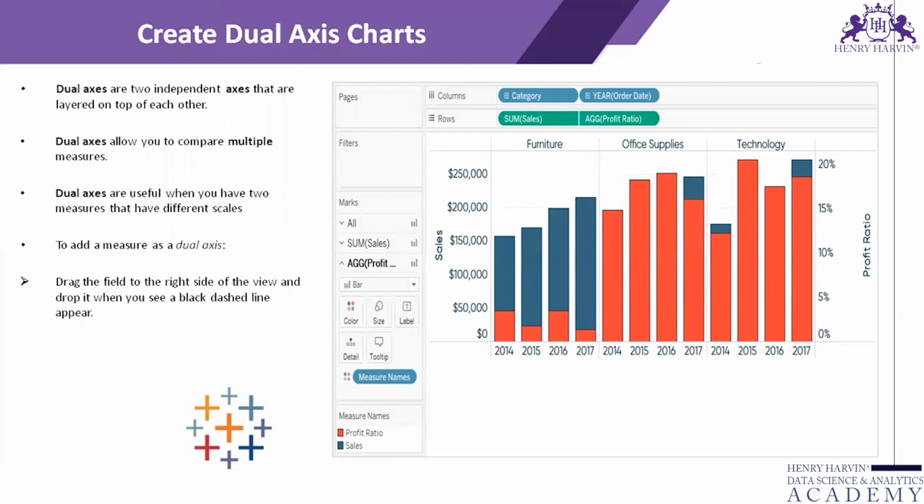So basically, for creating dual axis, there are two methods. Either we drag and drop the fields over here until a black dotted line comes, or within the second field drop down, I'll get an option to select dual axis. From that also I can create a dual axis chart. So without much ado, let's go to our Tableau workbook to see how to create a dual axis chart.